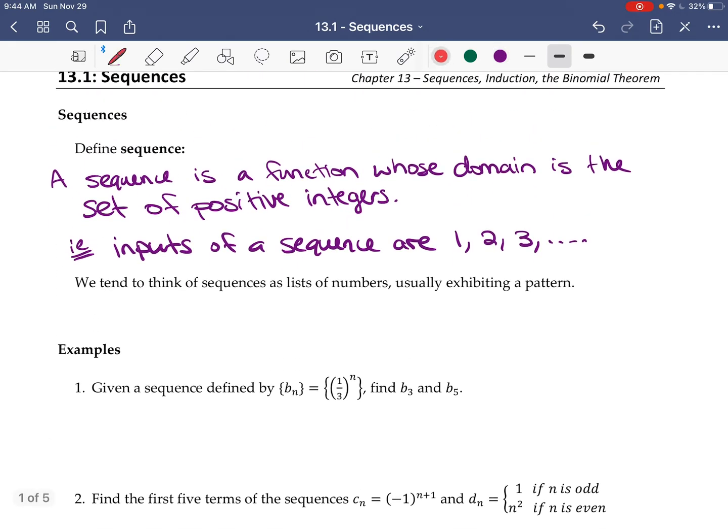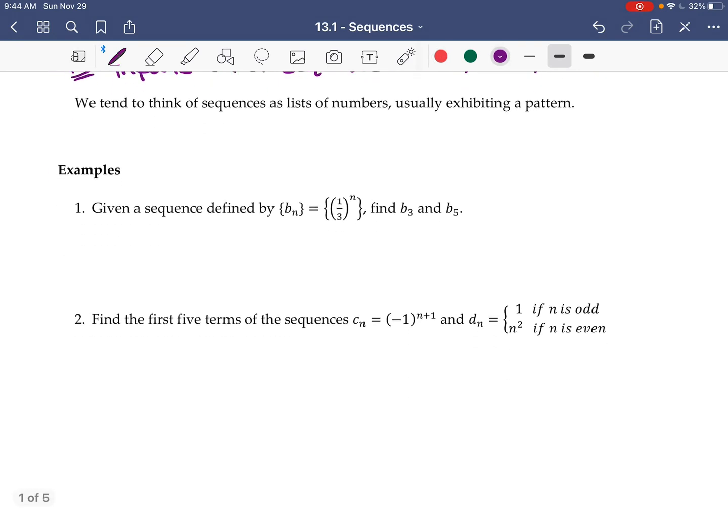So let's say we're given a sequence defined by b sub n is (1/3)^n. Okay, so what's going on here, this thing here is the equation that gives each term in the sequence.